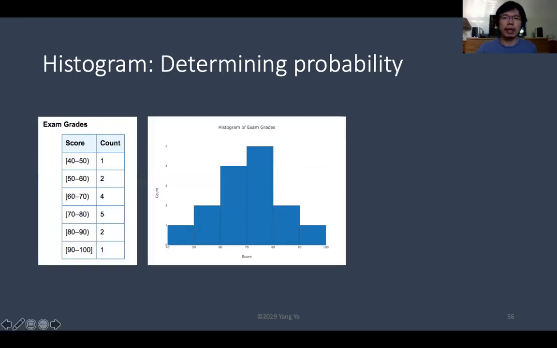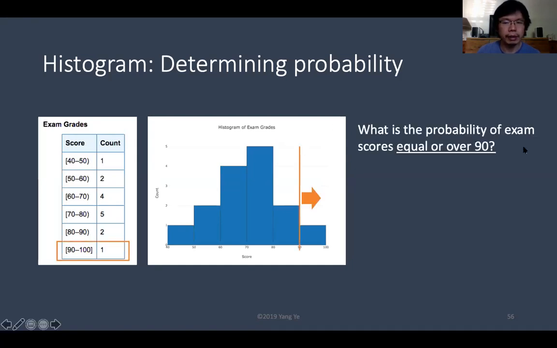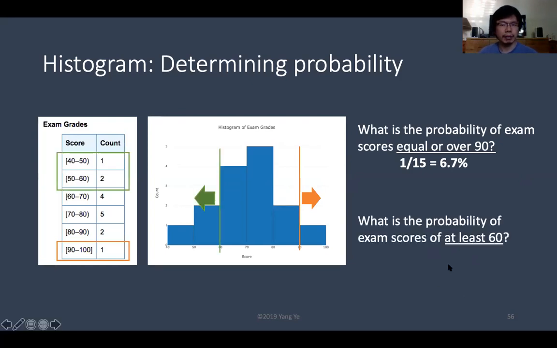Now, before we talk about the probability of flipping coins, remember that at the very beginning we used a histogram as a very basic way to determine probability. In this histogram, we can determine the probability of exam scores equal to or over 90. As you remember, all you have to do is divide the frequency by the total frequency, which equals 6.7%. So the probability for this sample of exam scores being equal to or over 90 is 6.7%.